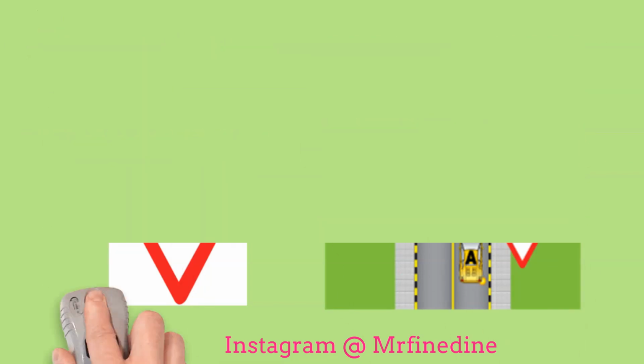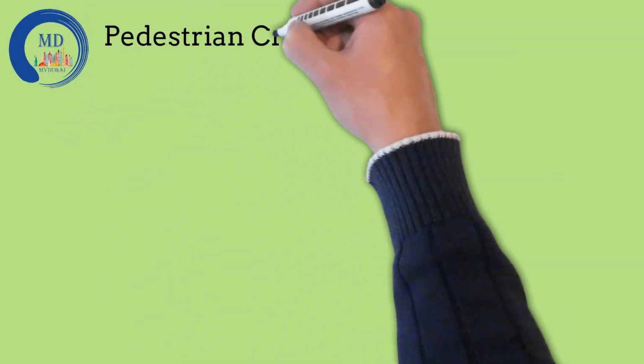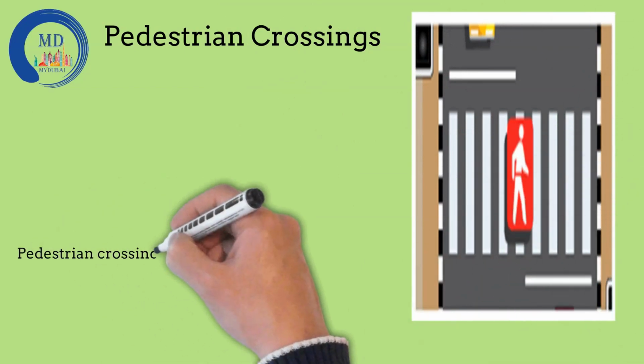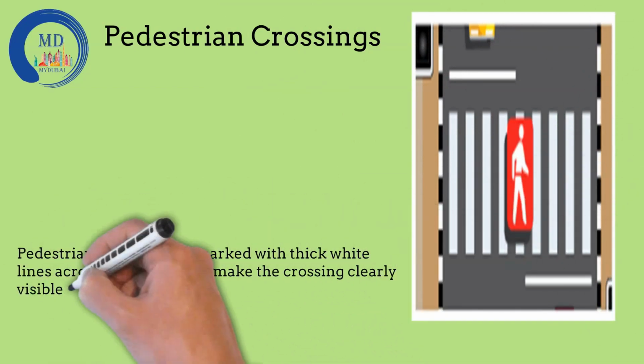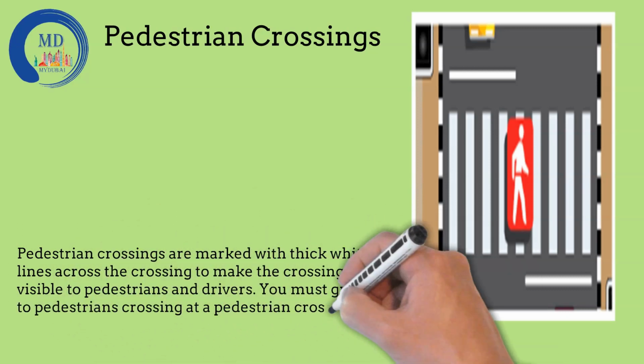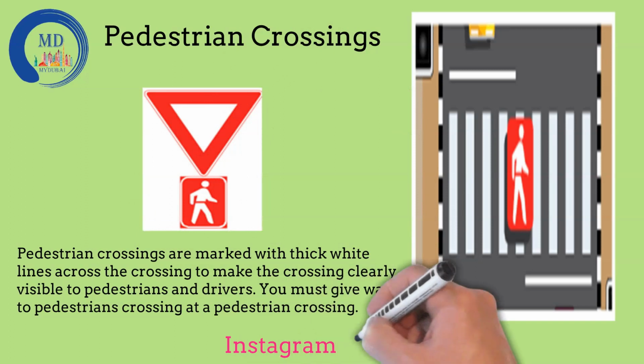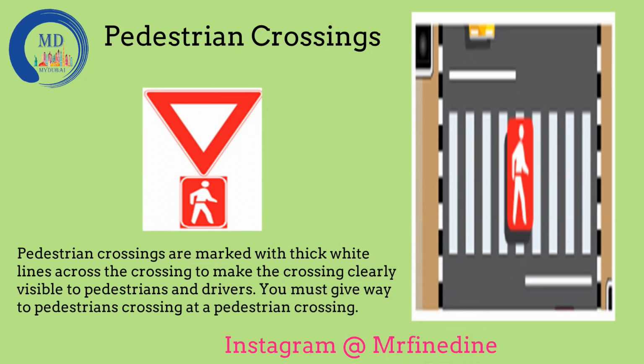So let's go for the next sign, which is a pedestrian crossing. You will find this marking on a pedestrian crossing, and it's usually along with the give way sign for the pedestrian. Pedestrian crossings are marked with a white line across the road to make it clearly visible to pedestrians and drivers. You must give way to pedestrians at a pedestrian crossing.